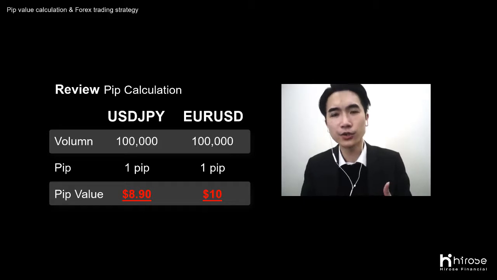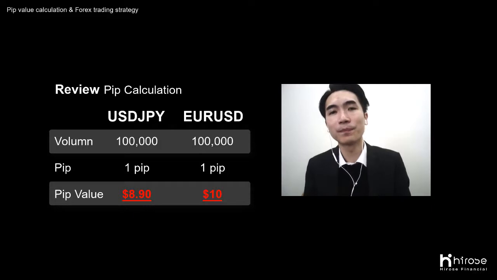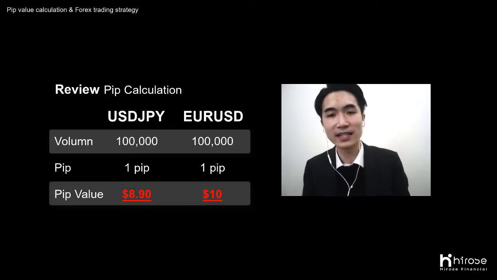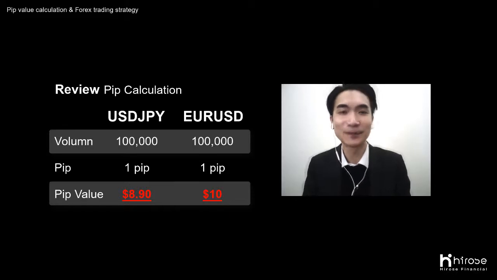Now you might have a question here. We traded the same volume on both of the currency pairs, and both of the currency pairs moved by 1 pip. But then why is the pip value different? This is what we're gonna talk about in today's lesson.